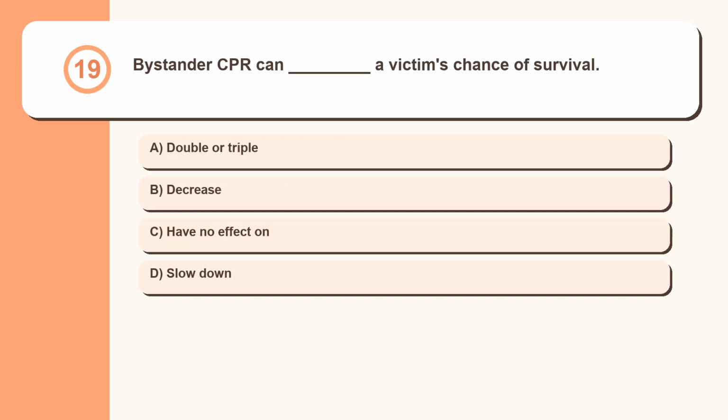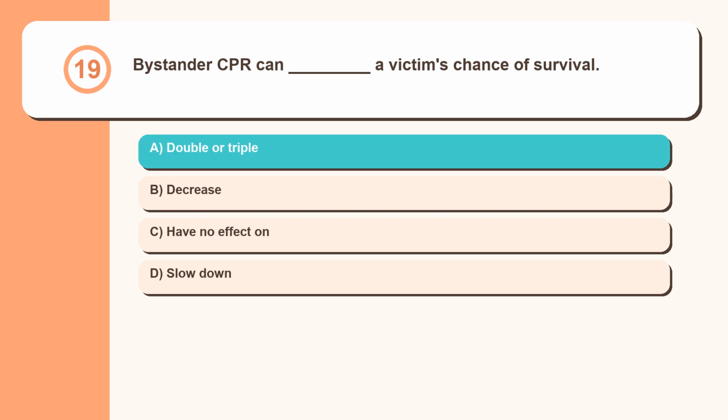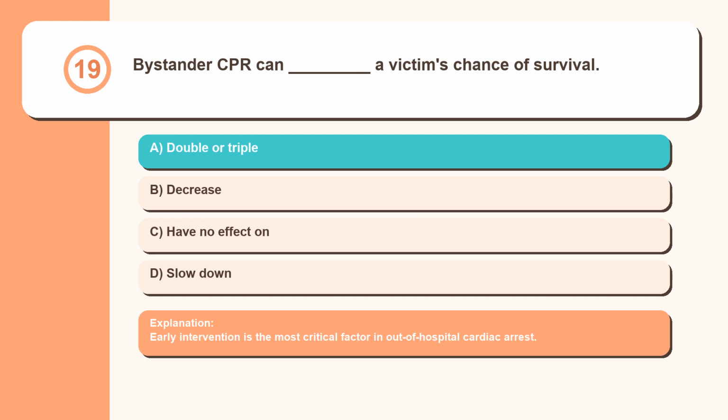Question 19. Bystander CPR can ________ a victim's chance of survival: double or triple, decrease, have no effect on, slow down. Early intervention is the most critical factor in out-of-hospital cardiac arrest.